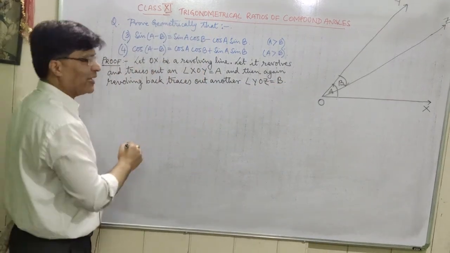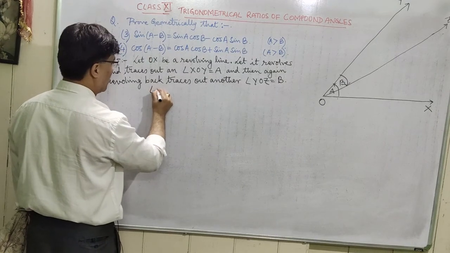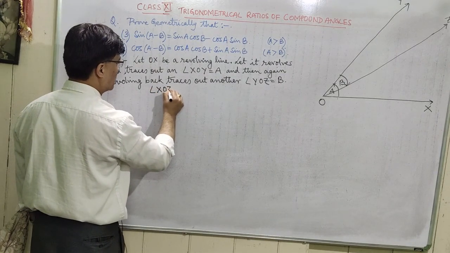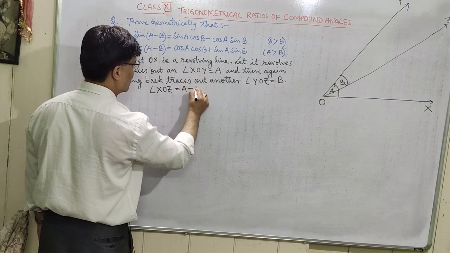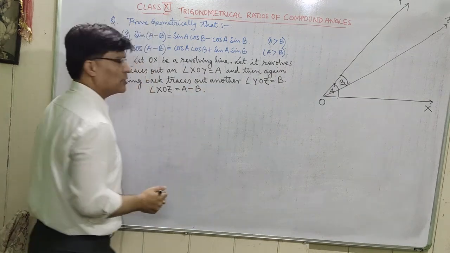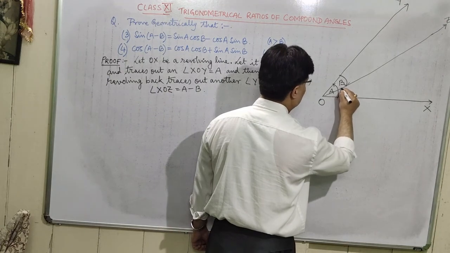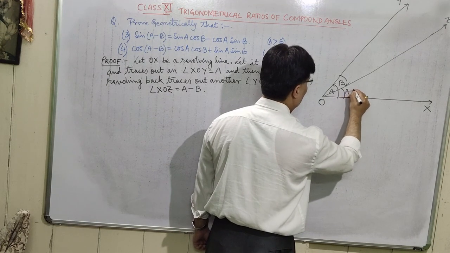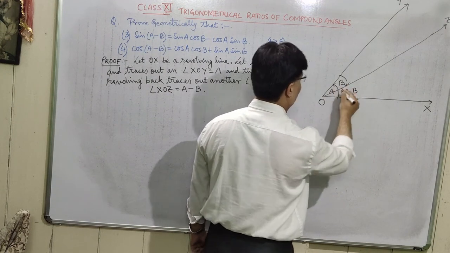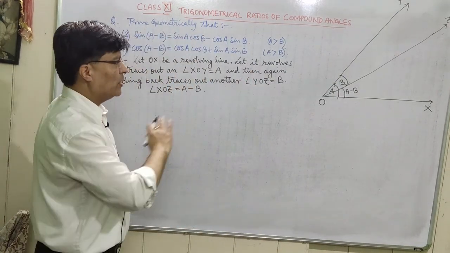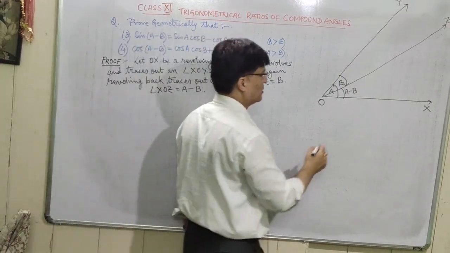So what is angle XOZ now? What is the compound angle here? Angle XOZ is equal to A minus B. So this A minus B is a compound angle. Okay. So this angle will be A minus B, whole angle minus B. Okay. So here OZ is a final line, right?